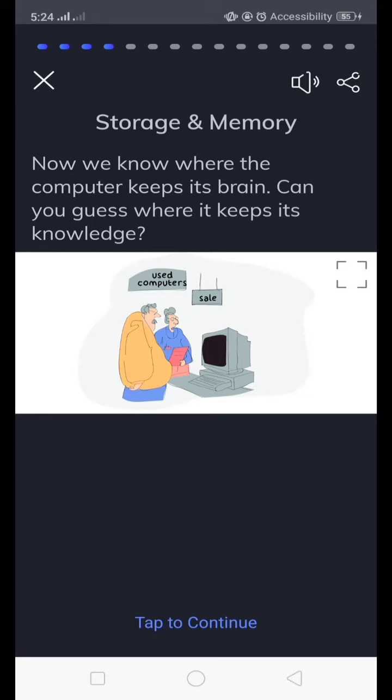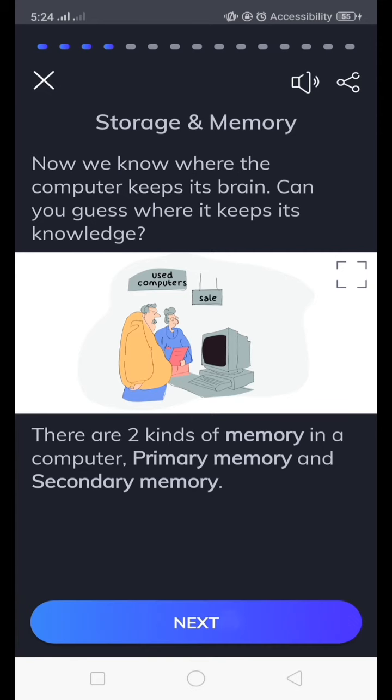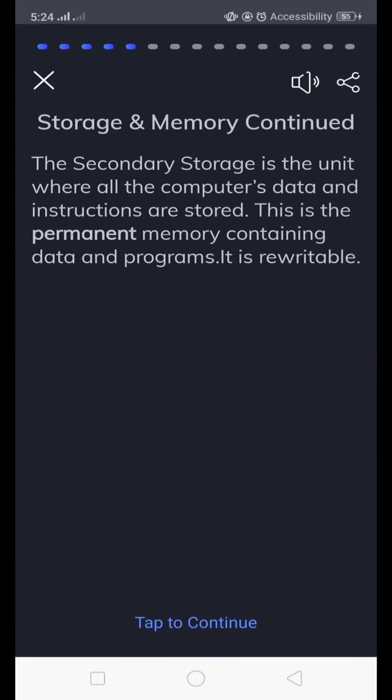Now we know where the computer keeps its brain. Can you guess where it keeps its knowledge? There are two kinds of memory in a computer, primary memory and secondary memory. The secondary storage is the unit where all the computer's data and instructions are stored. This is the permanent memory containing data and programs. It is rewritable.